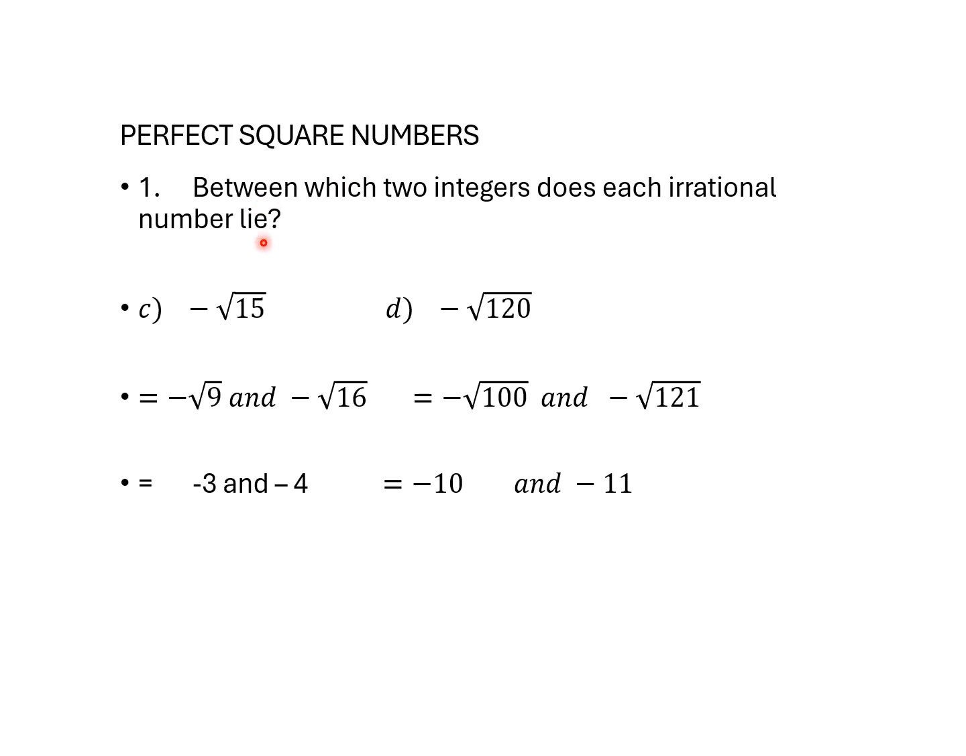Or a different way of doing it. Now instead of using greater and less than, I can also use and. So 15 is greater than 9 and less than 16. So negative square root of 9, negative 3, negative square root of 16, negative 4. So negative 3 and negative 4. Negative square root 120, negative square root 100 and negative square root 121. So that's negative 10 and negative 11. As I said, it's up to you which one of the two methods your teacher uses.